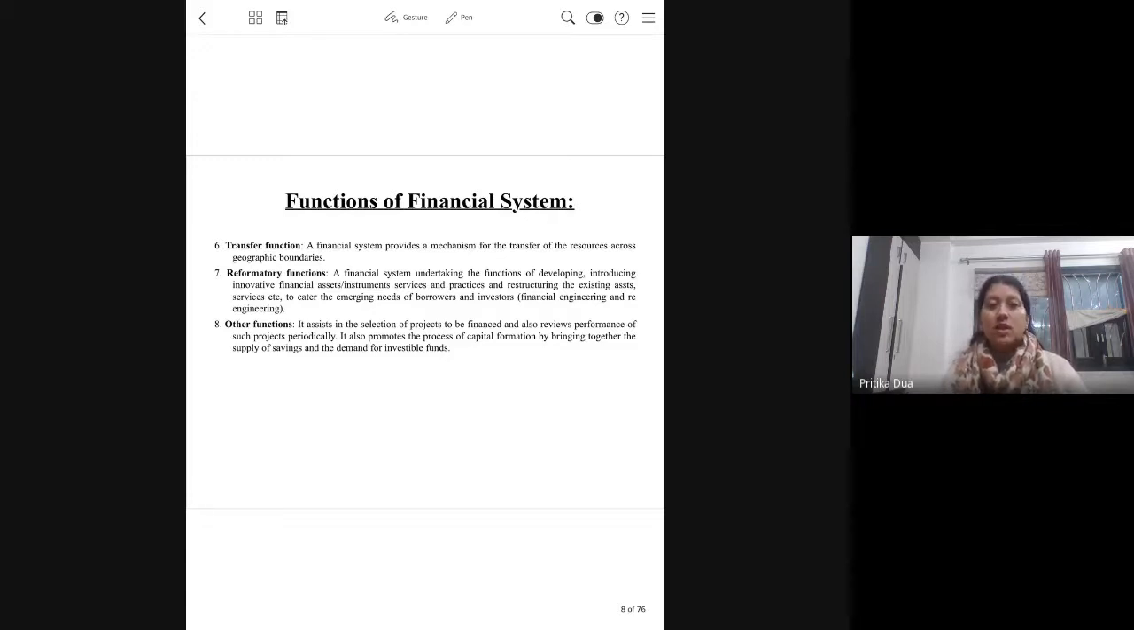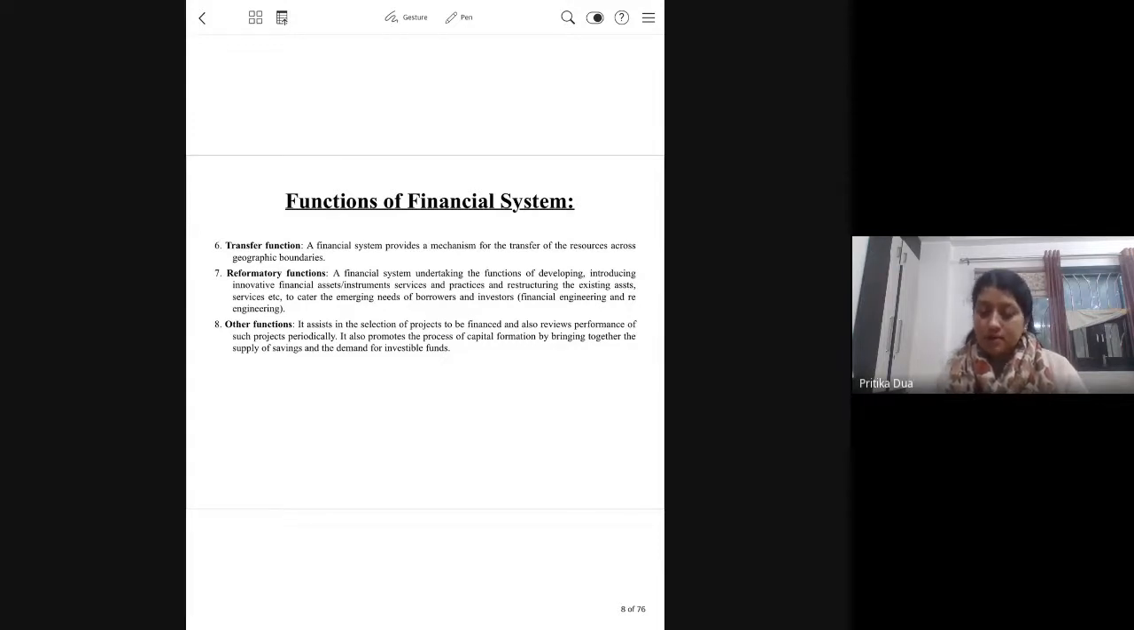You can invest in ADRs, GDRs, or people sitting outside India can invest in shares listed on Indian stock exchanges or IDRs, Indian Depository Receipts. All this has been enabled through a formal financial system. From time to time, reforms are also brought about, improvisations in the dealing mechanism, in the settlement mechanism, in the laws. That again is one of the functions of financial system.